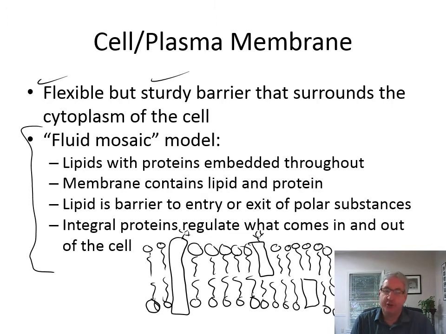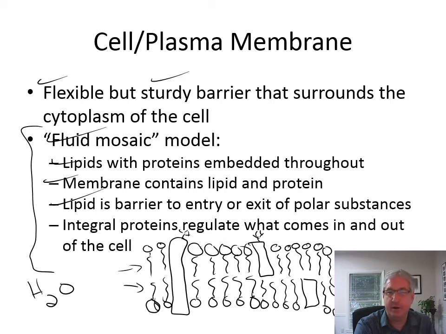And these proteins could be transport proteins. They could be transporting things from outside the cell into the cell, or from inside the cell out of the cell. So anyway, I just want you to know about the fluid mosaic model. You have a lipid bilayer with proteins embedded throughout, okay? The membrane contains lipid and protein. Lipid is a barrier to entry or exit of polar substances. The hydrophobic tails do not like polar substances. A polar substance that you're very familiar with is water.